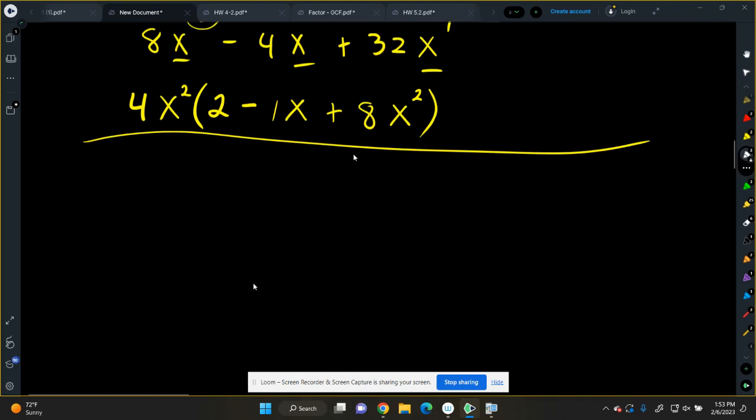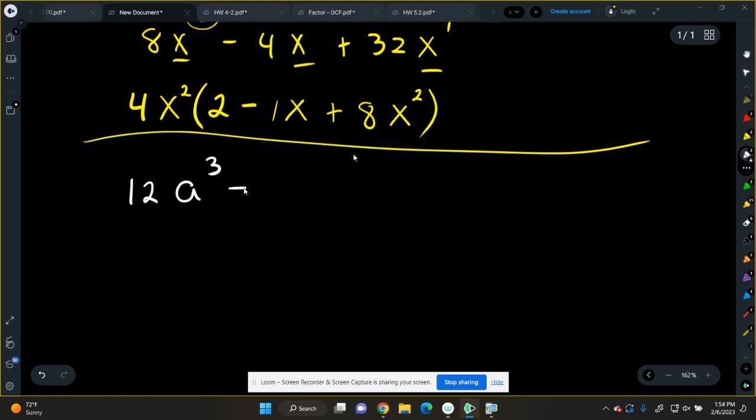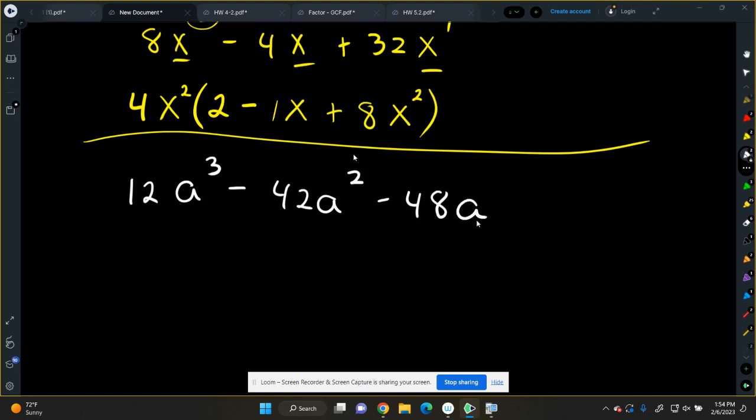Let's look at 12a to the third minus 42a squared minus 48a. Okay. What's the biggest number that can come out of there? Gianna, what's the biggest number I can take out of there? What is it? 12? Okay.